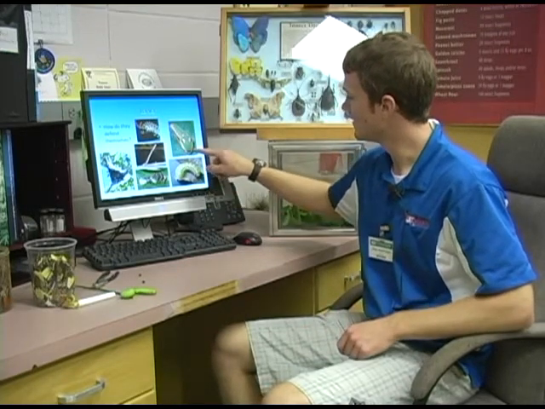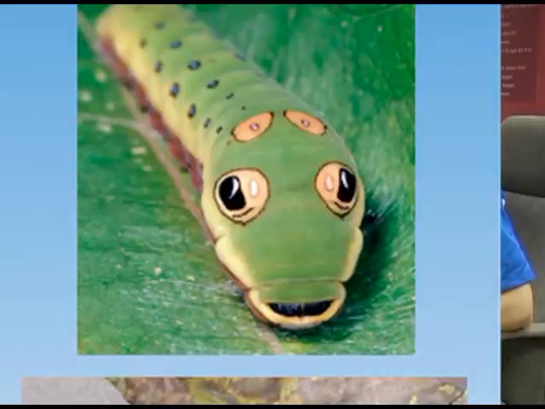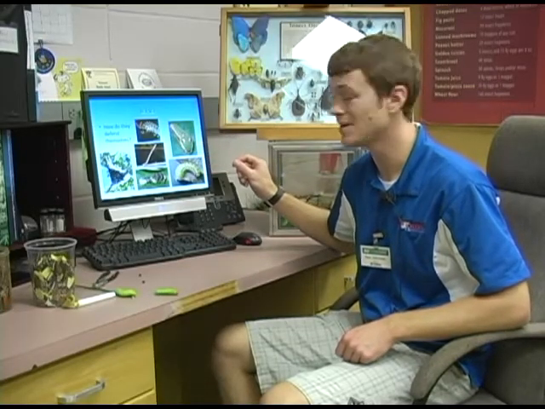Speaking of pretending, the snake here looks pretty scary. Wait a minute, that's not a snake. That's a caterpillar with these patterns on its body that look like eyes. So it looks a lot like a big scary snake.